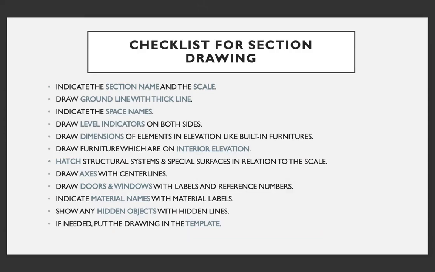Draw dimensions of elements in elevation, like building furniture. Draw furniture which is on interior elevation. Hatch structural systems and spatial surfaces in relation to the scale. Draw axes with center lines. Draw doors and windows with labels and reference numbers. Indicate material names with material labels. Show any hidden objects with hidden lines. If needed, put the drawing in the template.